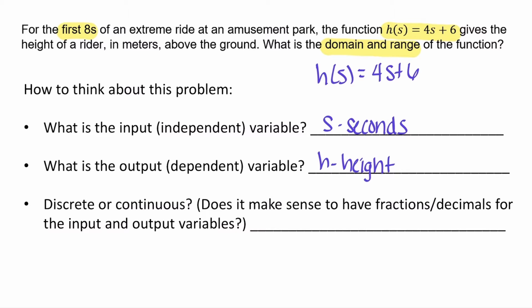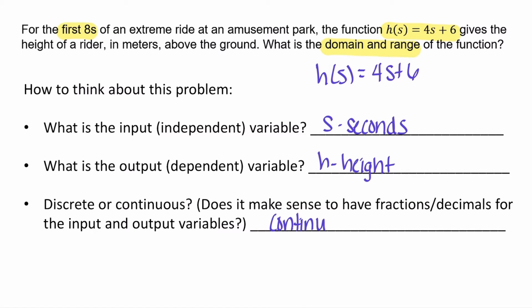The way we figure it out is, does it make sense to have fractions or decimals for the input and output variables? If we think about seconds, can you have 4.5 seconds? Can you have 5.5 seconds? Yeah, you can. And then what about height? Can we have 3.5 feet or 7.5 feet? We can also have halves there, right? So since we can have fractions and decimals, it's going to be continuous.